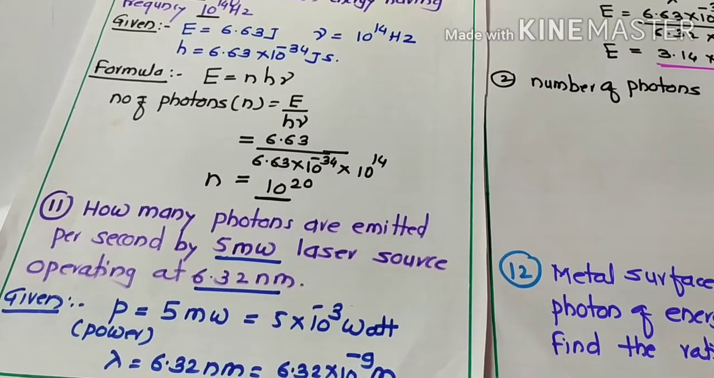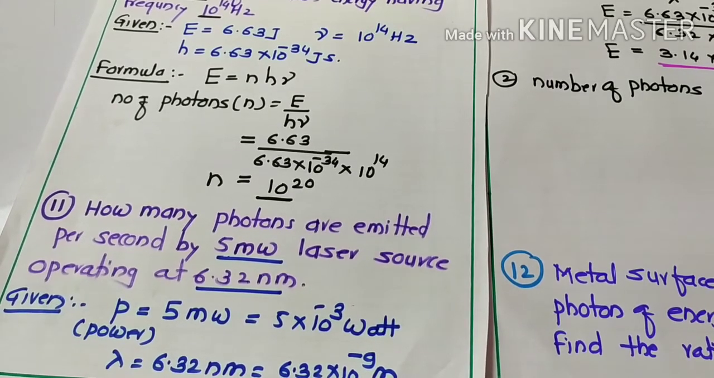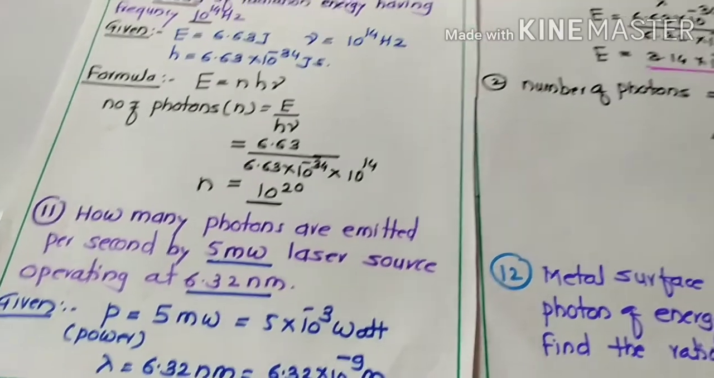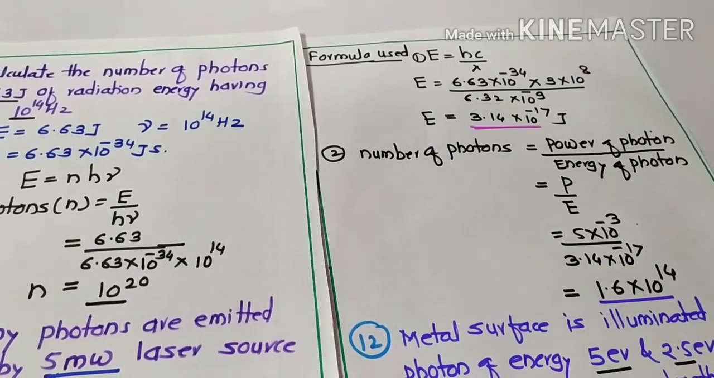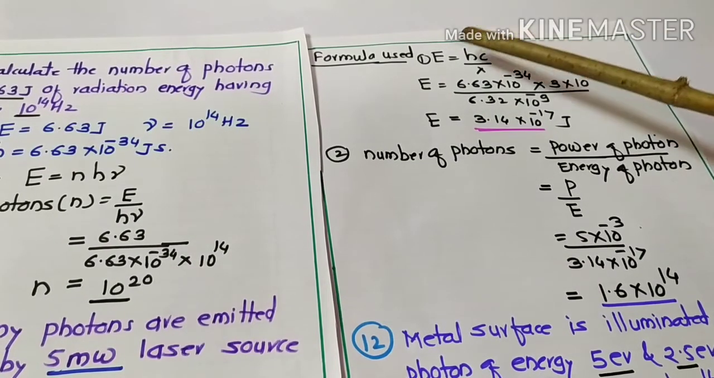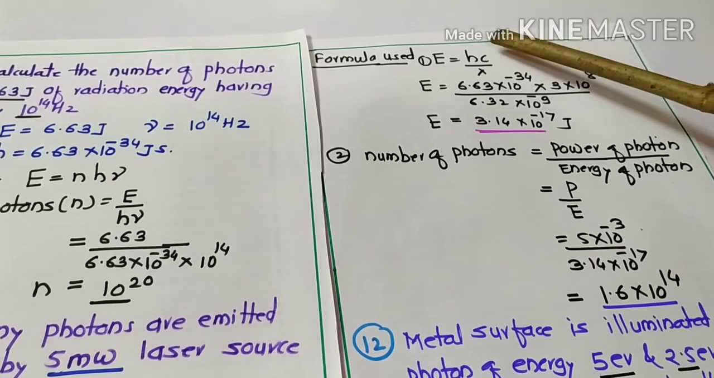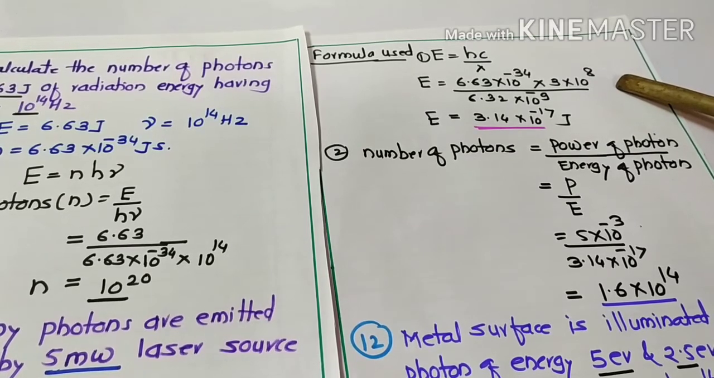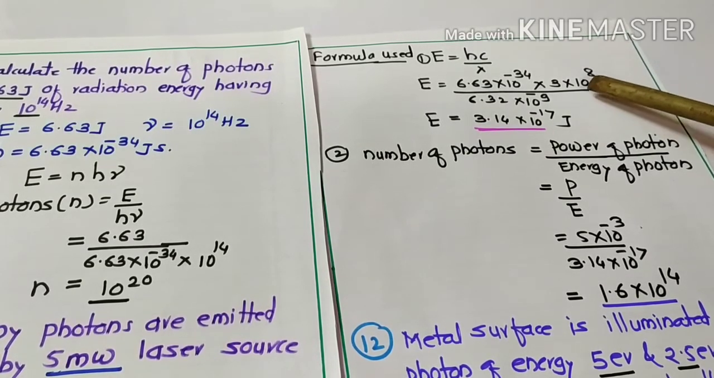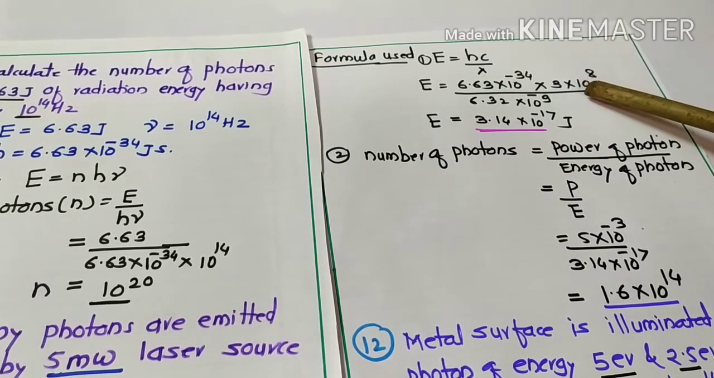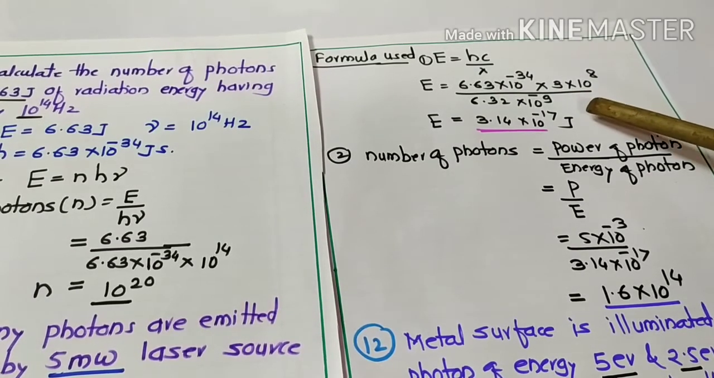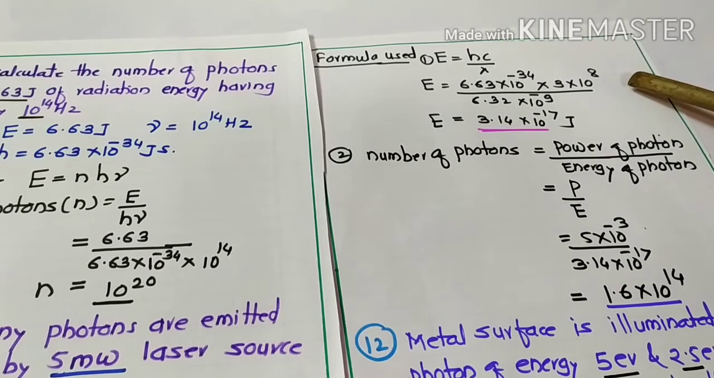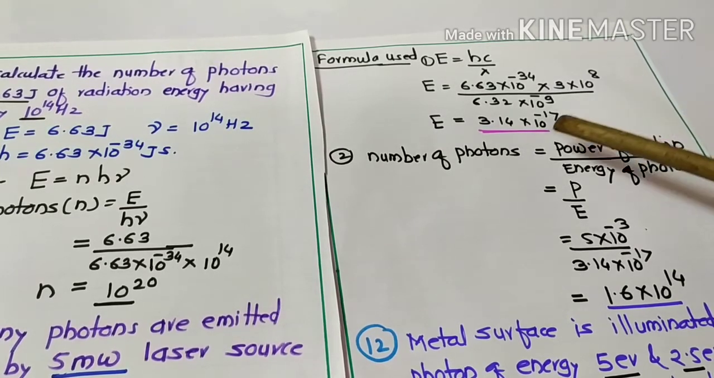And lambda is equal to 6.32 nanometer. So we convert it into meter: 6.32 into 10 raised to minus 9 meter. First we have to calculate the energy E. E is equal to hc by lambda. Putting the values of h, c and lambda, we get 6.63 into 10 raised to minus 34 into 3 into 10 raised to 8 divided by 6.32 into 10 raised to minus 9. We get 3.14 into 10 raised to minus 17. You have to calculate this problem using a log table and check the answer.